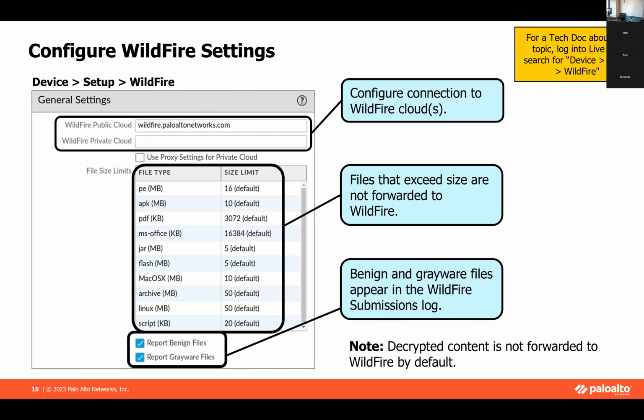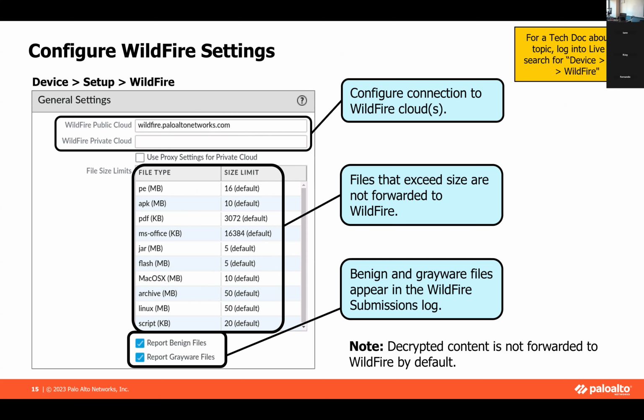All right, so how do we configure it? We go into device setup in Wildfire, and inside general settings, you have this public cloud link that you're going to send it to. If you have set up your own private, you can insert that there as well. Then you're going to have all these file types and defaults. So these are the max file sizes for those given file types. If it's bigger than that, it will not forward it on. And at that point, it will actually allow it through the network unless you tell it no.